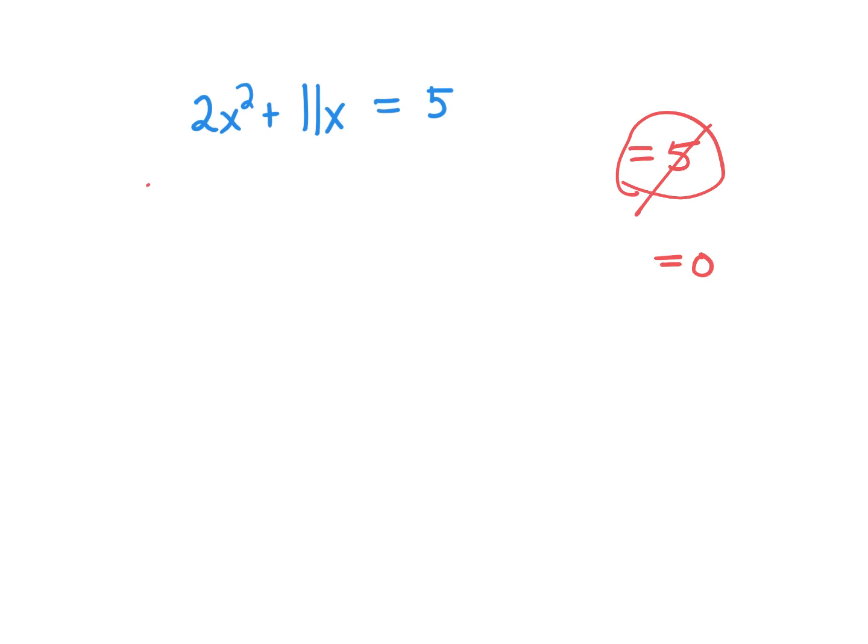So the 2x squared will stay where it is, the positive 11x will stay where it is, but this positive 5 is going to move over here to the other side, and when it does, it becomes minus 5, and we have a 0, which is the first thing that we need to have set equal to 0 to be able to identify our A, our B, and our C.